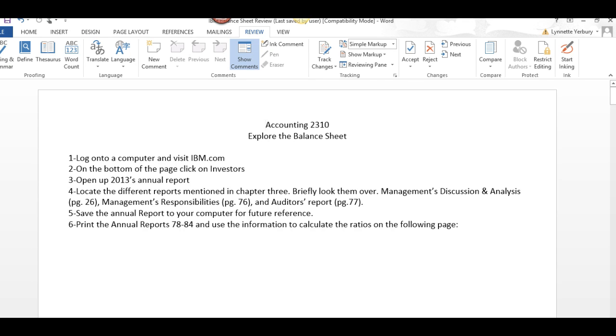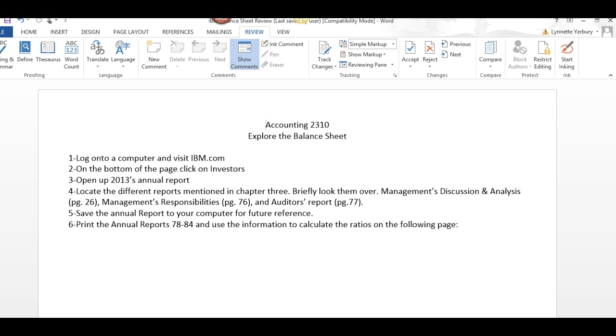I would like to have a little chat with you as we finish up chapter 3 in the textbook on the balance sheet by making a real-world example for you. I would like to explore the balance sheet for a company. And for no particular reason, I picked IBM.